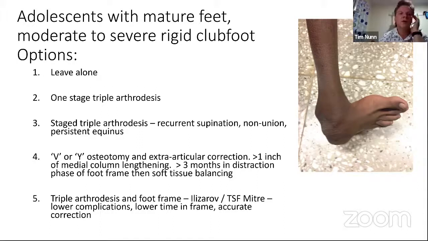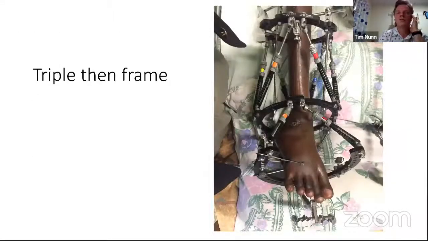So lastly, we've been looking at doing triple arthrodesis and combining that with a frame. So essentially to do modest cuts for a triple arthrodesis, applying an Elizarov fixator frame, and then getting correction of the residual deformity in a slow fashion, which seems to be better for soft tissues. And classically, we push those into a slightly overcorrected position, leave them for a while before removal of the frame. Gratifyingly, we've had better results with the adolescents with clubfoot with this technique. Thank you for listening.